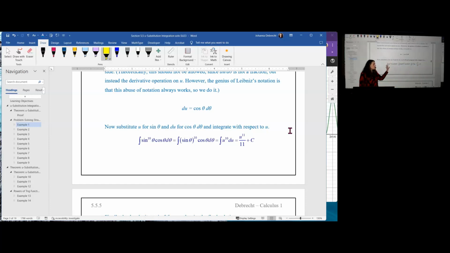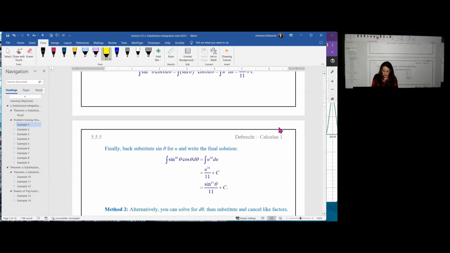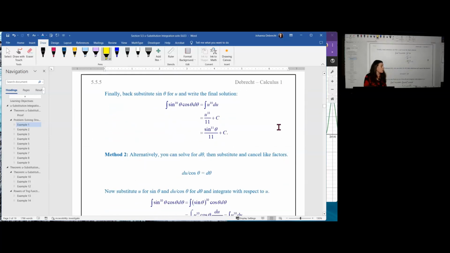However, the original integral is an indefinite integral in terms of theta. In order to complete this problem, we have to return to the original variable, which is theta. In order to do that, we simply back substitute, and we replace u with sine of theta. And again, you could either write this as sine to the 11th of theta divided by 11 plus the constant of integration, or sine of theta in parentheses raised to the 11th power, all divided by 11 plus c.